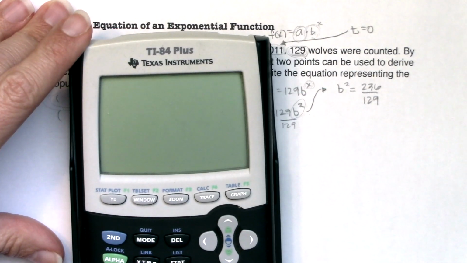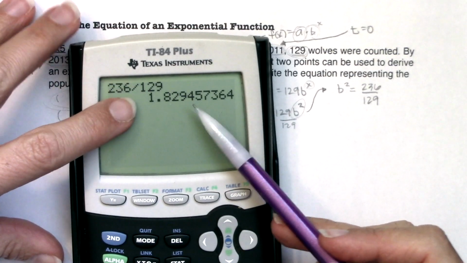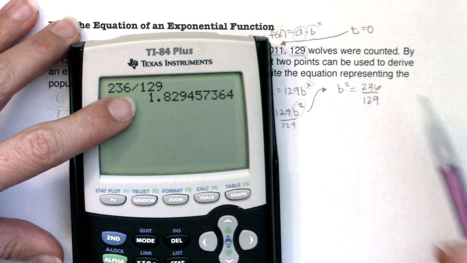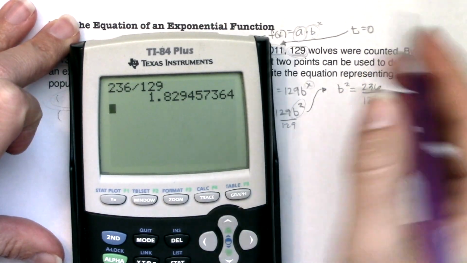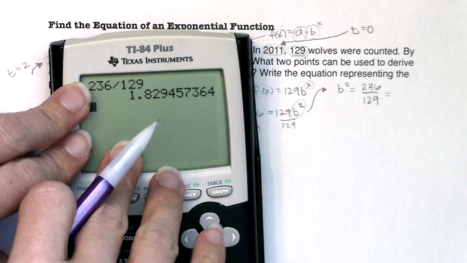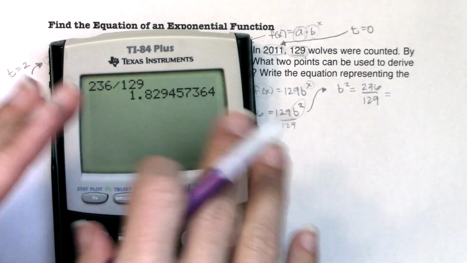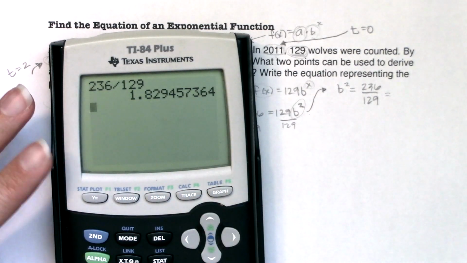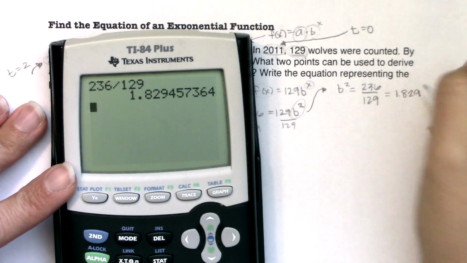When I crunch that number, I'm going to keep as many of those decimal points as I can. So I'm going to write 1.829 down here on my paper, but I'm going to keep that number with all of its decimal points in my calculator, because the sooner you round off, especially with exponential growth or decay, the less precise your answer is going to be at the end. So I'm going to put 1.829 here.